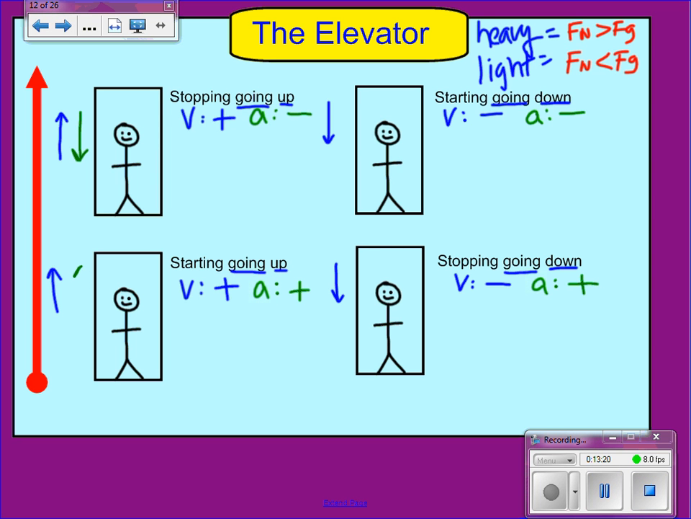Second one, acceleration is up because it's positive. Third one, acceleration is down because it's negative. And then fourth one, acceleration is up because it's positive. Once again, confirming, notice when the vectors are facing opposite directions.